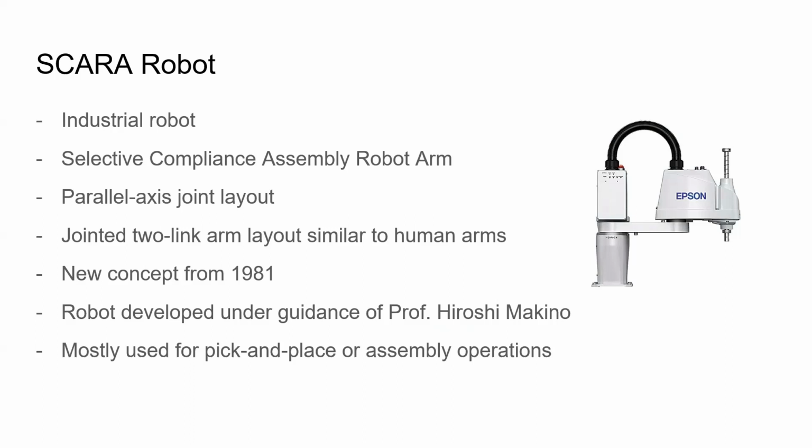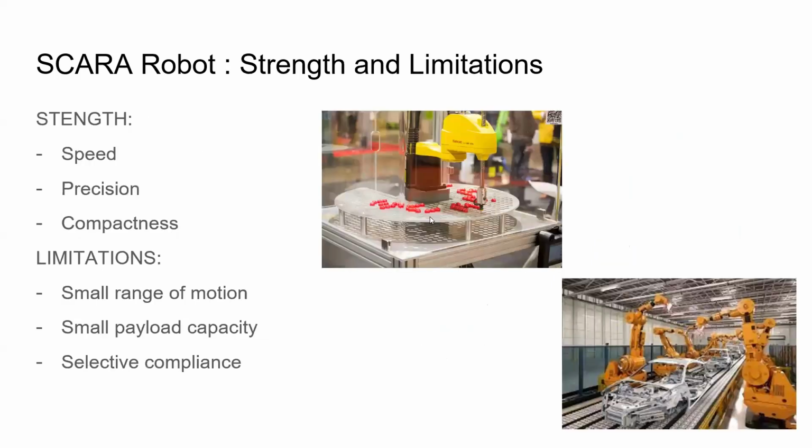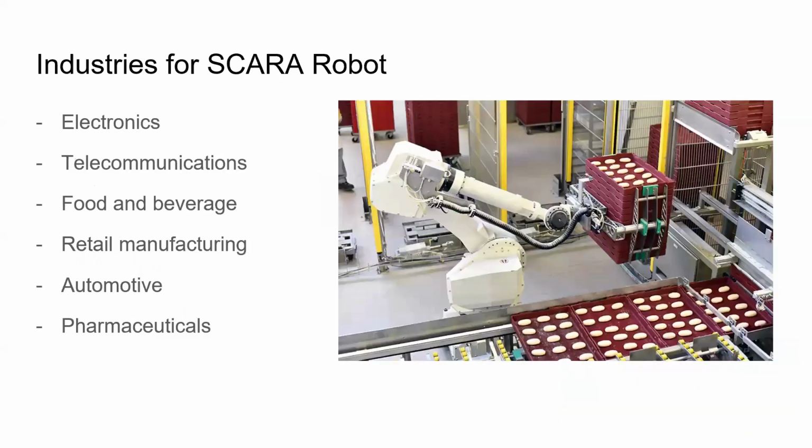Well, as we all know, the SCARA robot is mainly used for pick and place and assembly operations where high speed and accuracy are required. So there are a few strengths as well as a few limitations that we see in SCARA robots nowadays. The strengths mostly are speed, precision, and the compactness provided by these robots. But it also includes a few limitations like small range of motion, small payload capacity, and selective compliance.